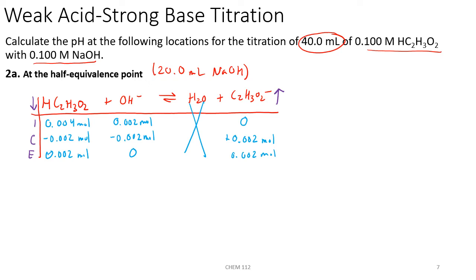So at the half equivalence point, what always ends up happening is the moles of weak acid equal the moles of conjugate base. This is always going to be true at the half equivalence point.